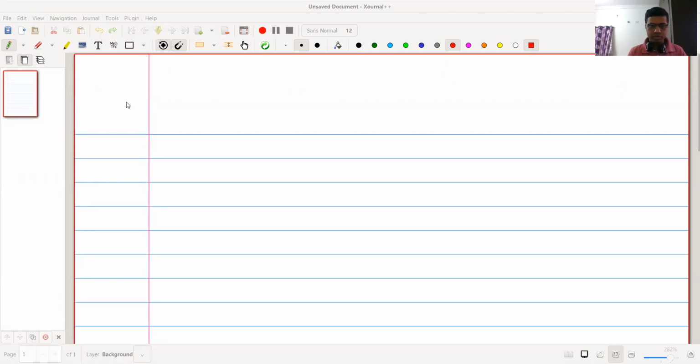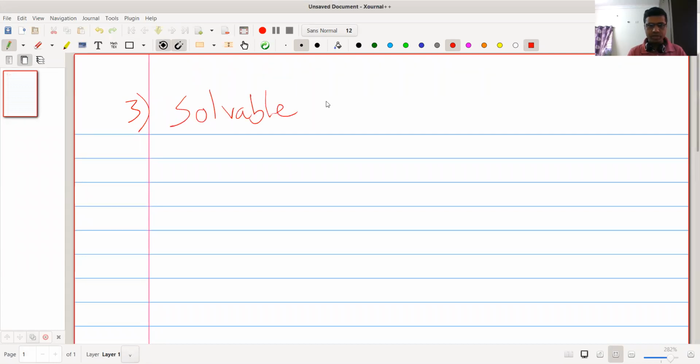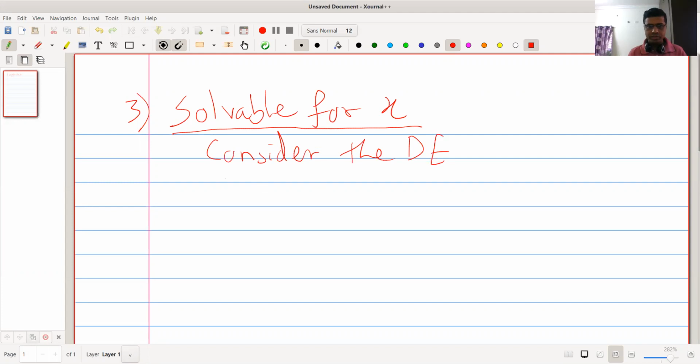So third is solvable for x. So again we consider the same differential equation as in previous case, which is some relation between x, y and p. P is dy by dx. We call this equation as 1.